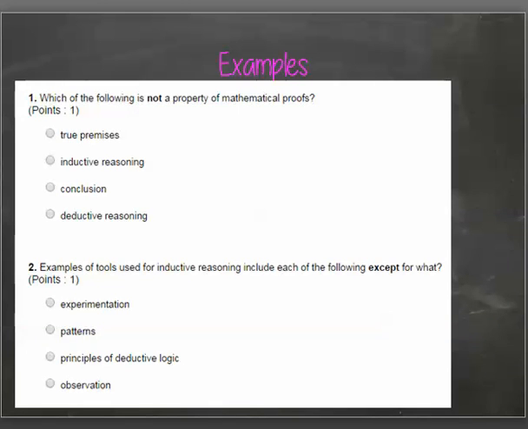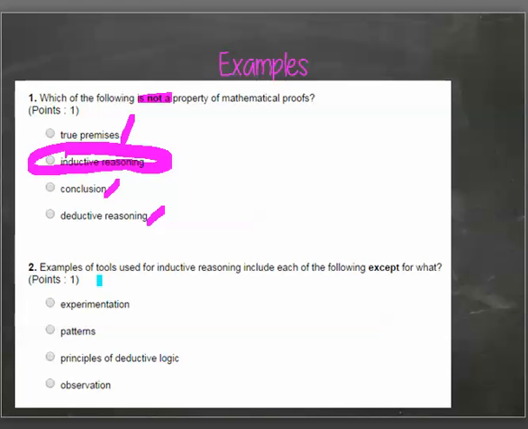Okay, so looking at some examples, you are exempt from the Lesson 2.01 quiz, but you still need to get this content, so I'm going to go through this quiz with you. It says, which of the following is not a property of mathematical proofs? Well, let's look at true premises. We have to have one of those to start a proof. Inductive reasoning: remember, inductive reasoning is kind of like our instincts, our gut feeling. A conclusion, we've got to have a conclusion. Deductive reasoning is all the rules and definitions we can use. So the one that is not is inductive reasoning.